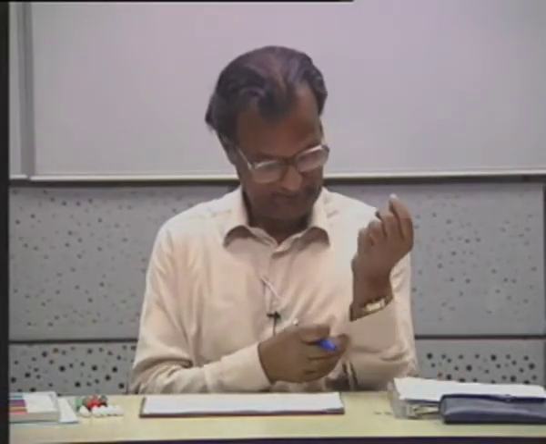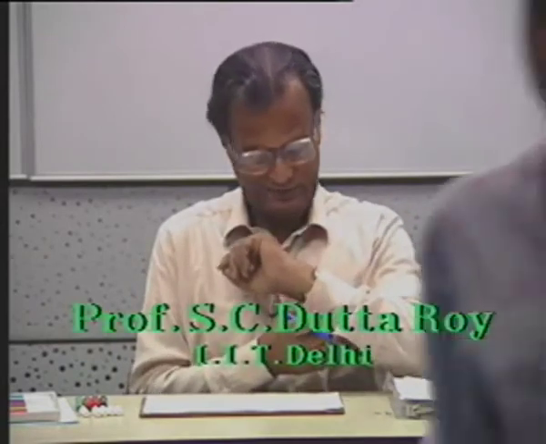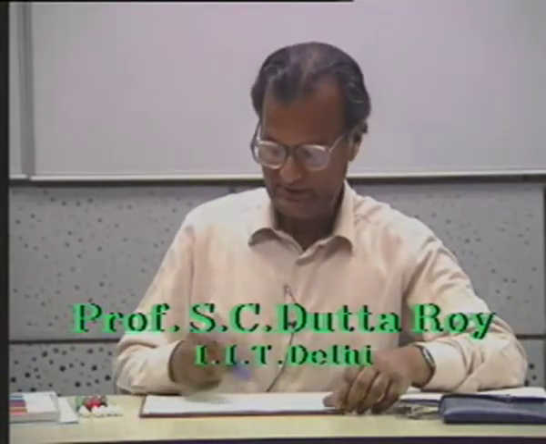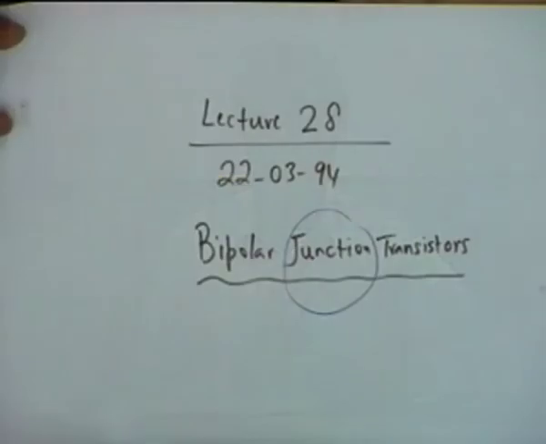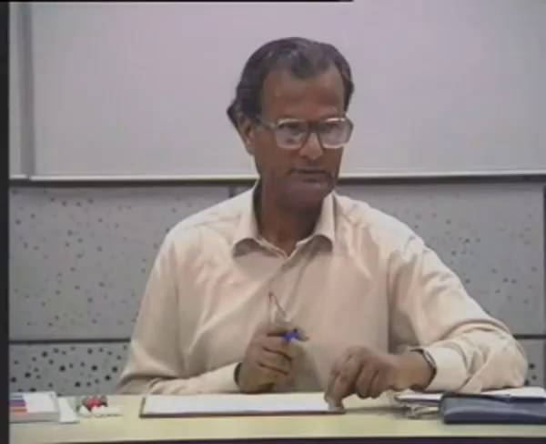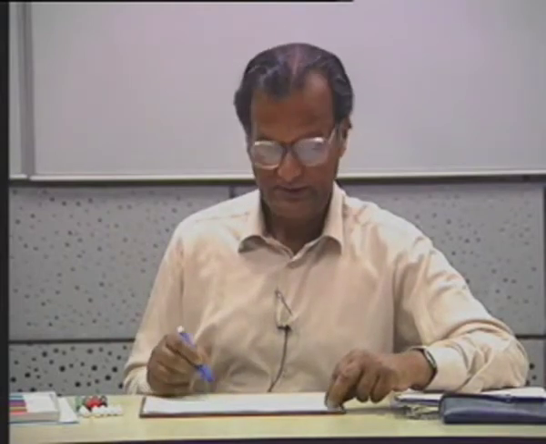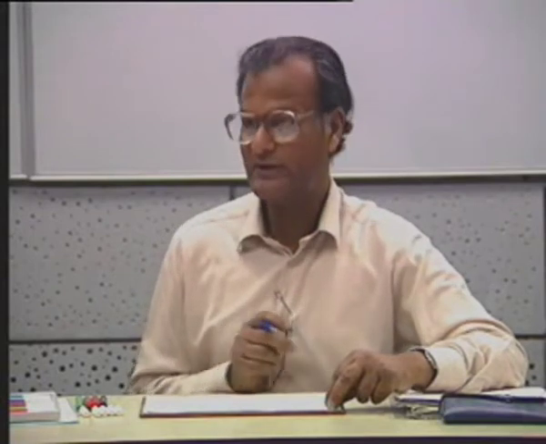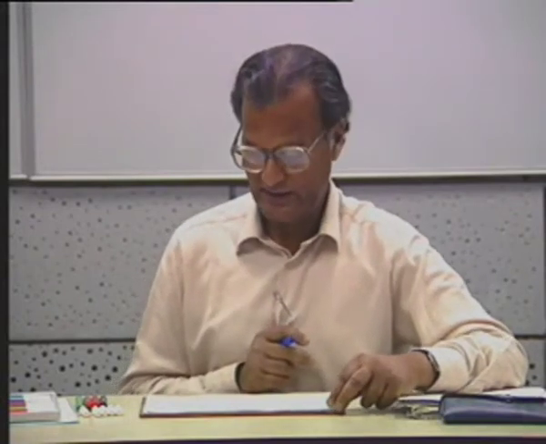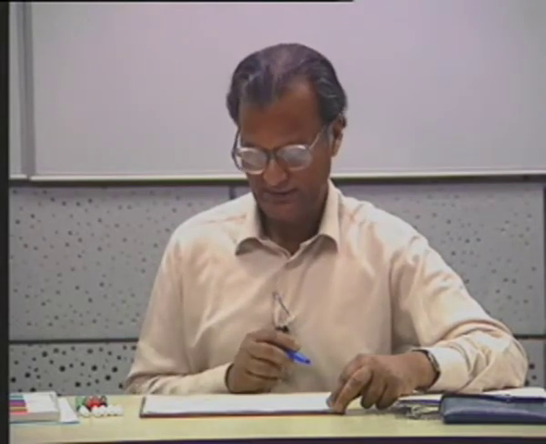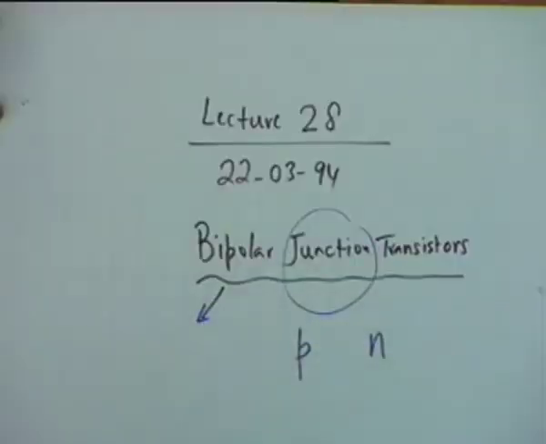In the 28th lecture, we talk about bipolar junction transistors. The meaning of the word junction should have become clear to you by now. A junction is created when two dissimilarly doped semiconductors are brought in close proximity of each other. For example, a P and an N type. A junction is created.